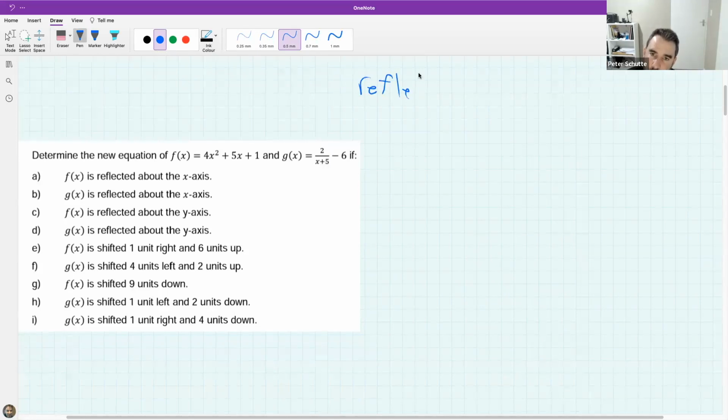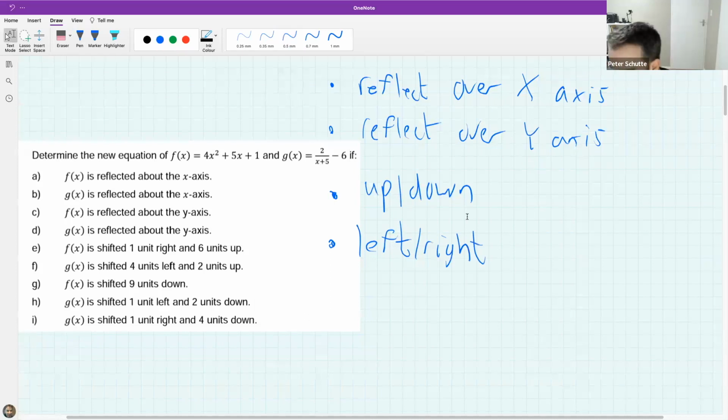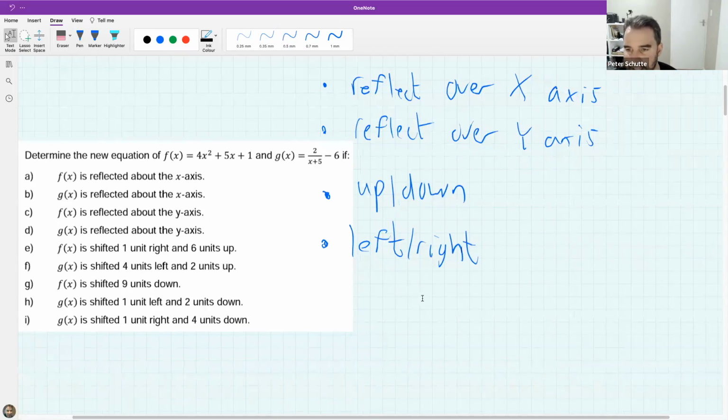If you want to reflect over the x-axis, what do I do is the question. So if I've been given a function and I want to reflect it over the x-axis, what do I do? If I want to reflect a function over the y-axis, what do I do? And then if I want to move something up or down, what do I do? And if I want to move something left or right, what do I do? These are the rules that I need to be familiar with.